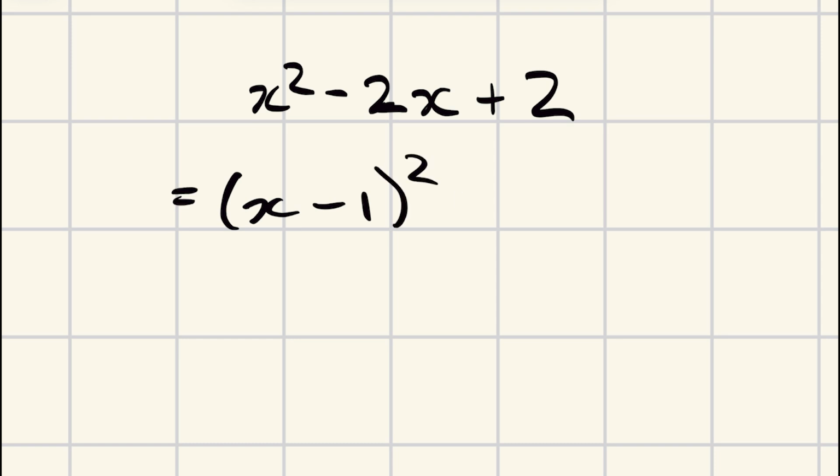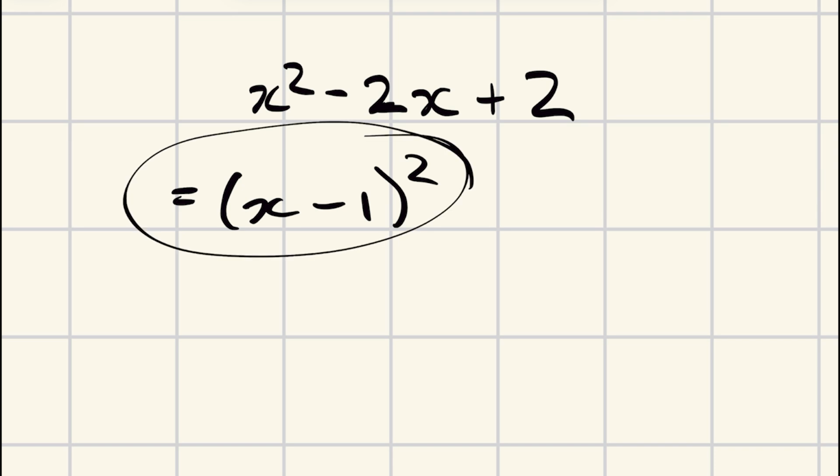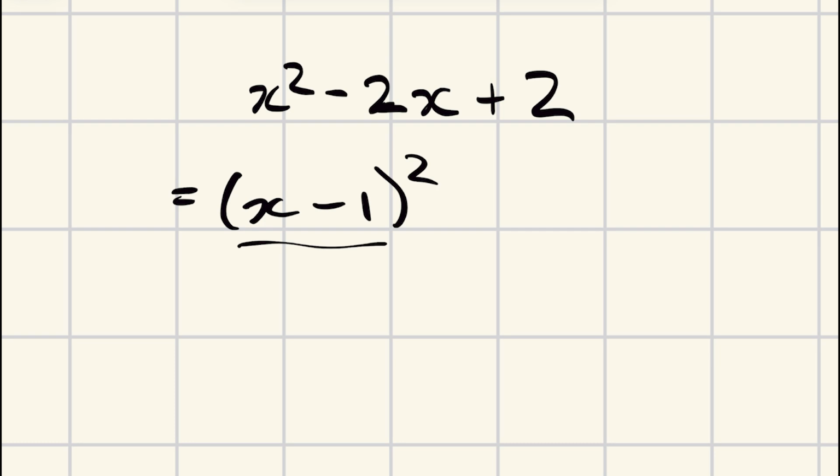So now we have said that this thing equals x minus 1 squared, which isn't right. So we have to make this equal to the top line. So when we expand this out, we get an x squared, we get a minus 2x, and then we also get a plus 1, not a plus 2. So how do we get from plus 1 to plus 2? With plus 1. Done.